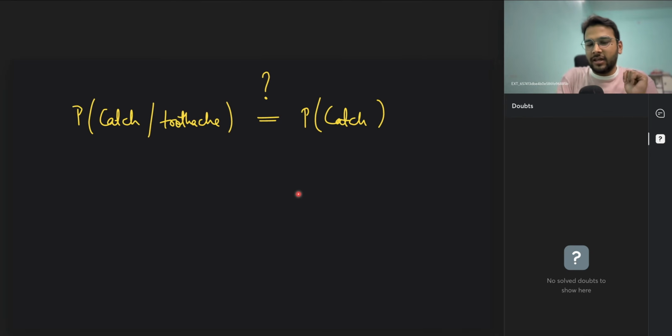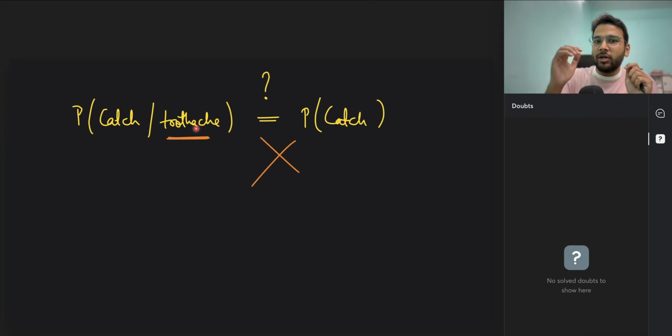But now here, if I say this, so this is incorrect. Why? Let me explain this to you. If you have toothache, can I say a high probability of toothache will increase the probability of cavity? Do you understand this or not? Yes or no? If you have high probability of toothache, can I say you have high probability of cavity? If you have high probability of cavity, can I say you have high probability of catch also?